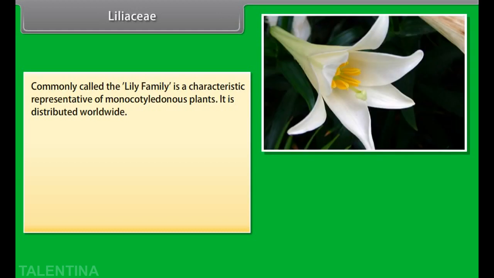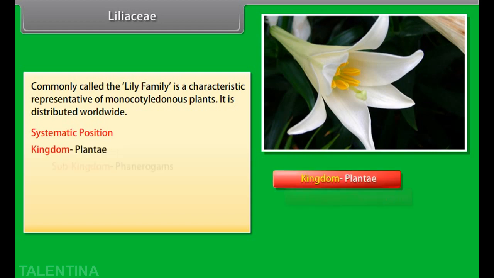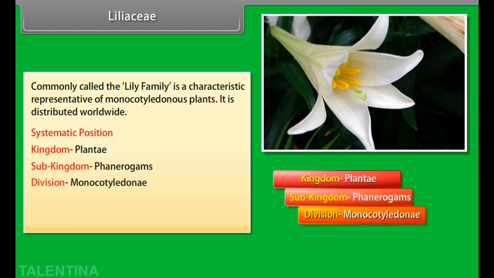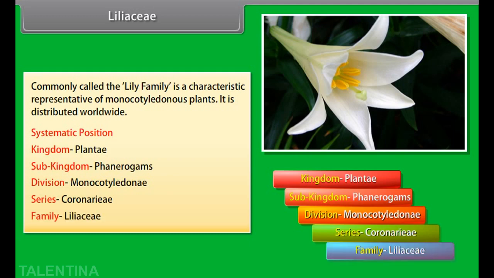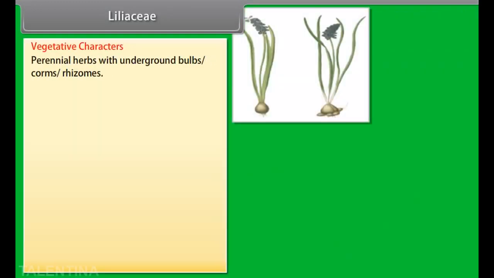Liliaceae, commonly called the lily family, is a characteristic representative of monocotyledonous plants. It is distributed worldwide. Systematic position: Kingdom Plantae, Subkingdom Phanerogams, Division Monocotyledoneae, Series Coronarieae, Family Liliaceae. Vegetative characters: perennial herbs with underground bulbs, corms, rhizomes, leaves mostly basal, alternate, linear, exstipulate with parallel venation.